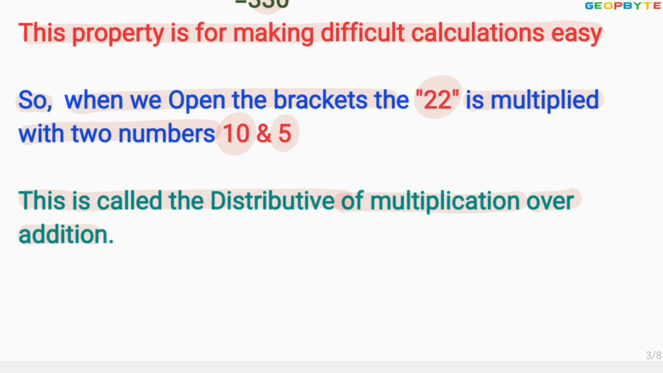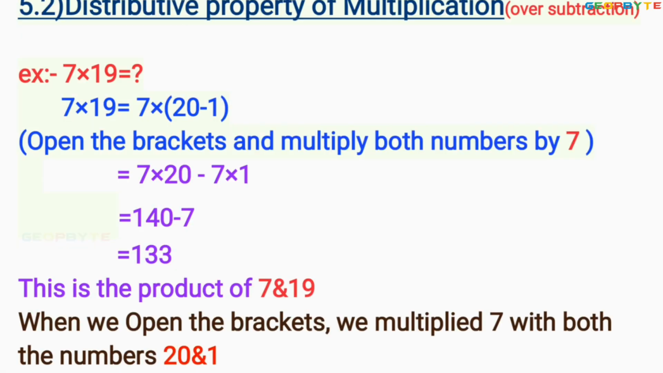Now let us move to the distributive property of multiplication over subtraction. Let us take an example for your better understanding. 17 into 19. This 19 I am going to distribute as 20 minus 1. Look at the next step. 17 multiplied by 19 I wrote as 17 multiplied by (20 minus 1). Now you open the brackets.